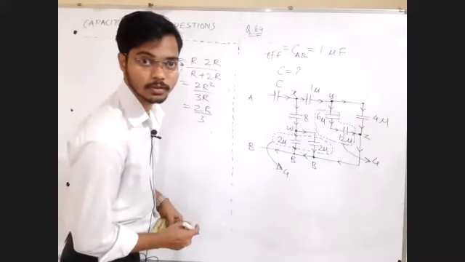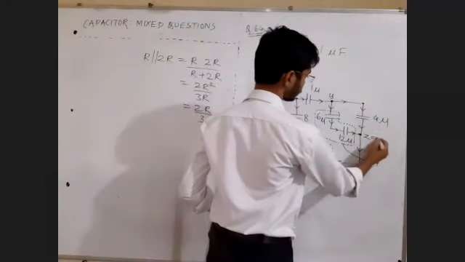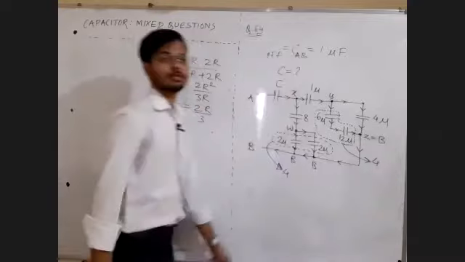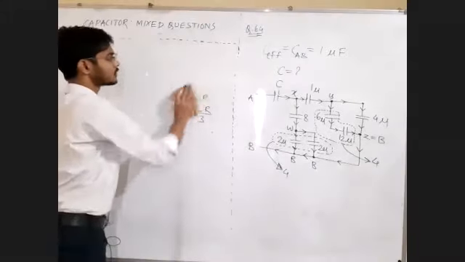Should point Z also be B? Yes. Z point is also B. Good. Correct. You are right. Very good.